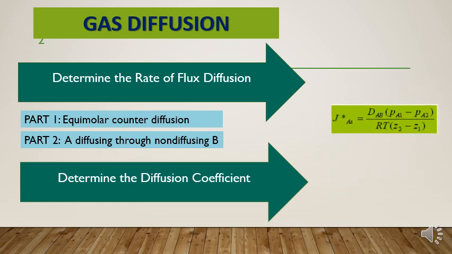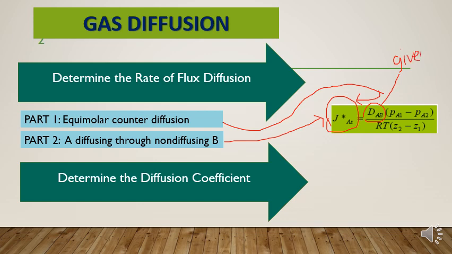So if you still remember this main formula for determining the flux, which is J, in part 1 and part 2, our intention is just to calculate the flux value. And in both of these cases, the DAB value is given.